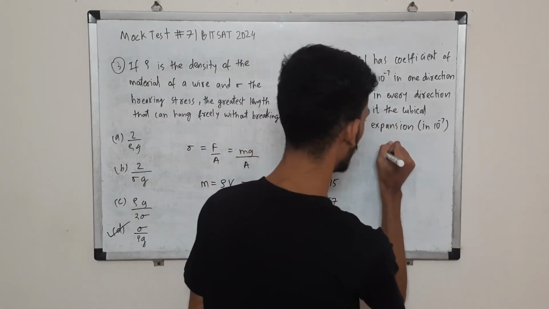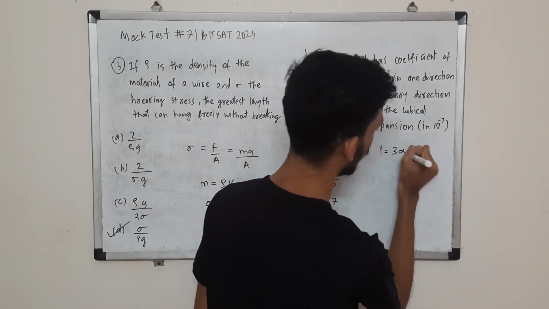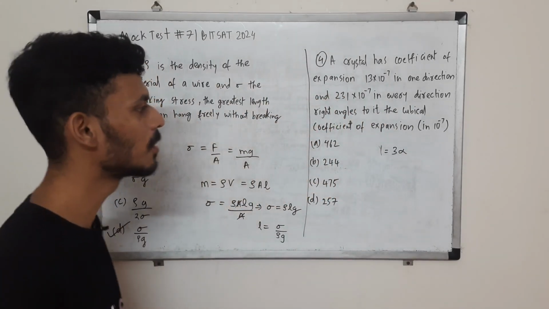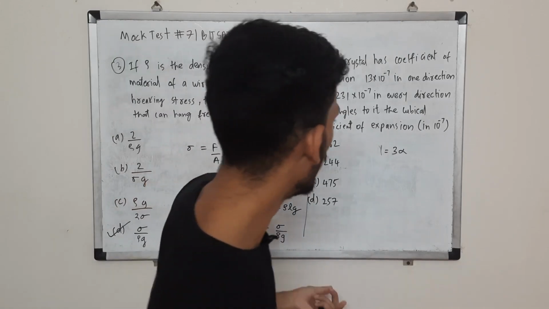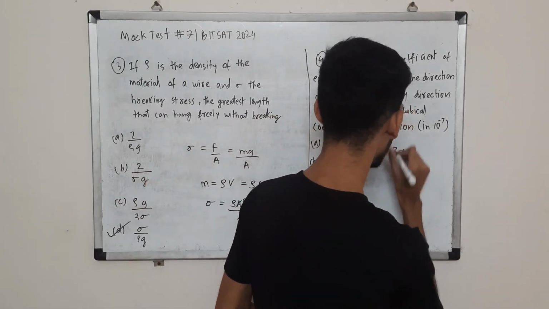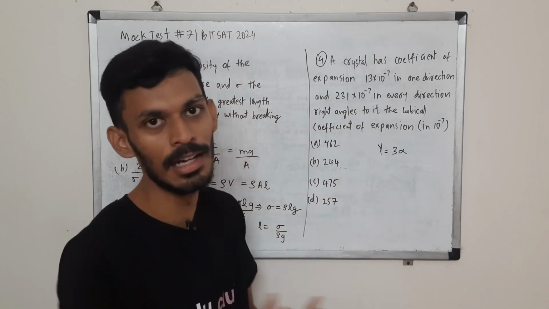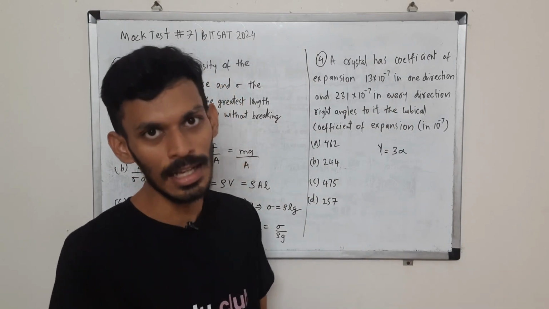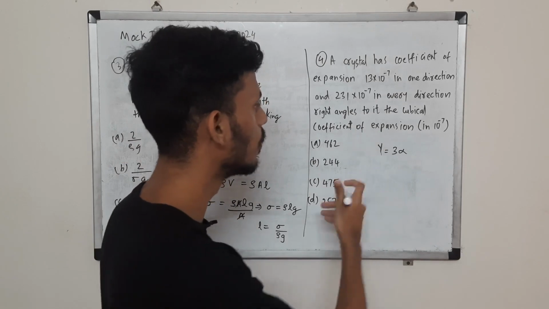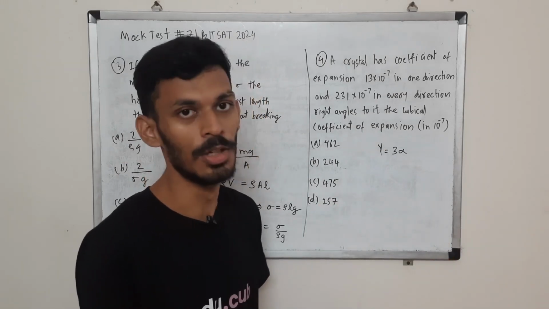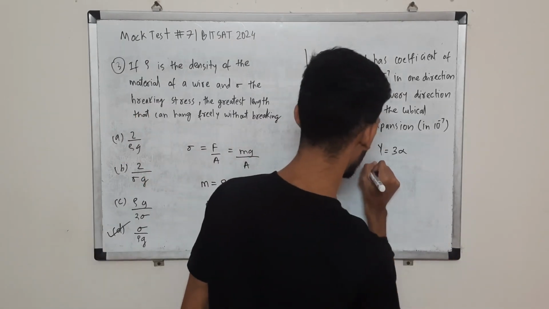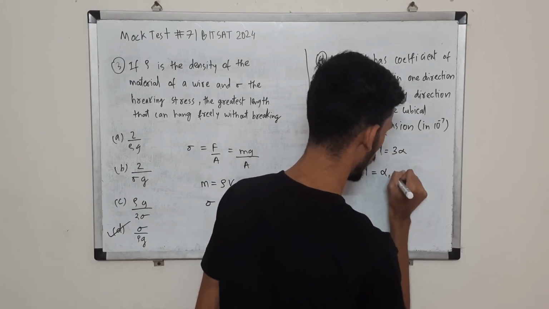Now gamma, if you know it simply, will be 3 times alpha, right? So where does this come from? Basically, if all 3 linear coefficients are equal in the x, y, z directions, you add them, alpha, alpha, alpha, and you get 3 alpha. So gamma is the cubical coefficient or the volume coefficient. Basically you obtain gamma by adding all the alphas.